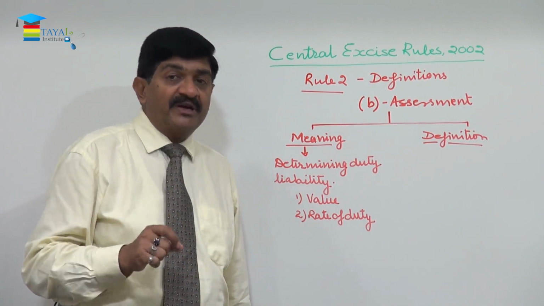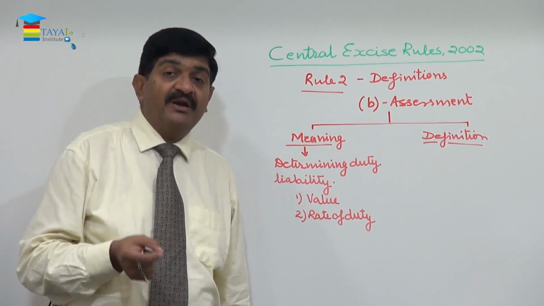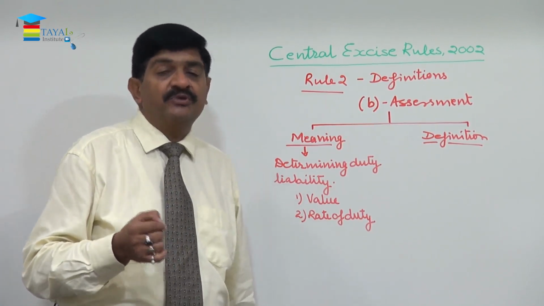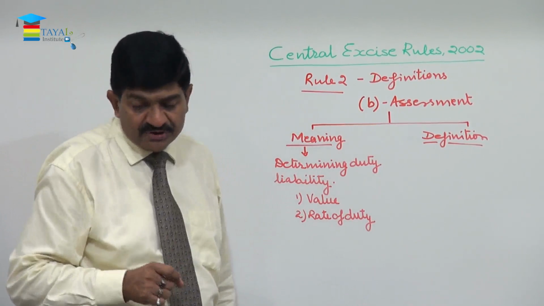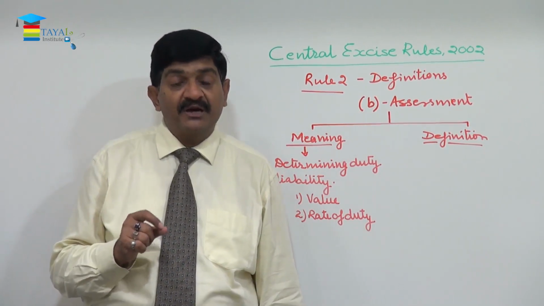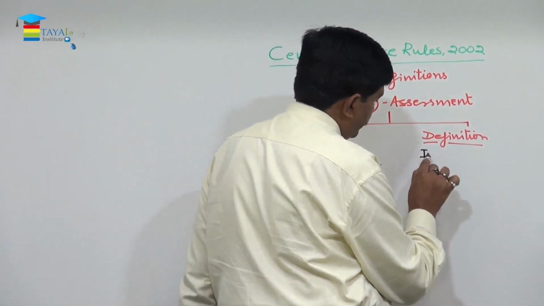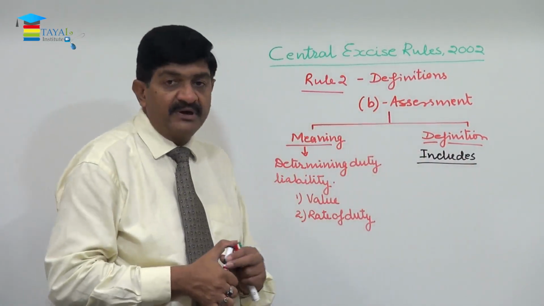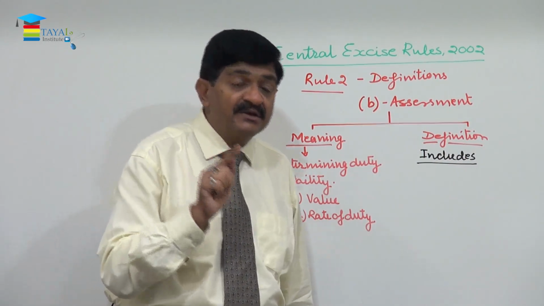And in majority of the cases, both the things have to be done by the assessee himself. He determines the value, he determines the rate of duty, then he calculates the amount of duty, it is paid. After payment, he files a return, and then those returns can be scrutinized by the departmental officers. Okay, so this is the meaning. Now, what the definition says: assessment includes self-assessment of duty made by assessee and provisional assessment under rule number 7. So this is inclusive, right? Assessment, whether by the departmental officer or by the assessee, everything is covered in one word, that is the word assessment.